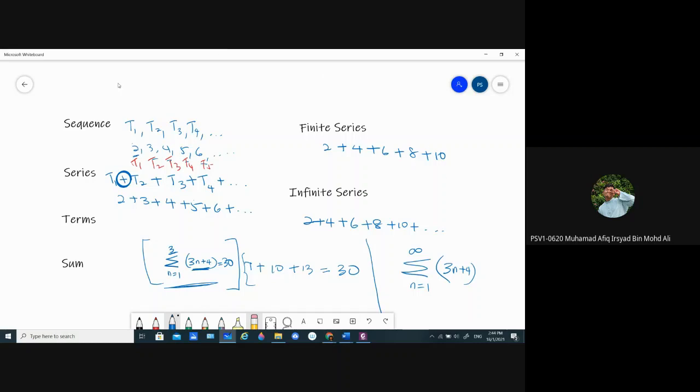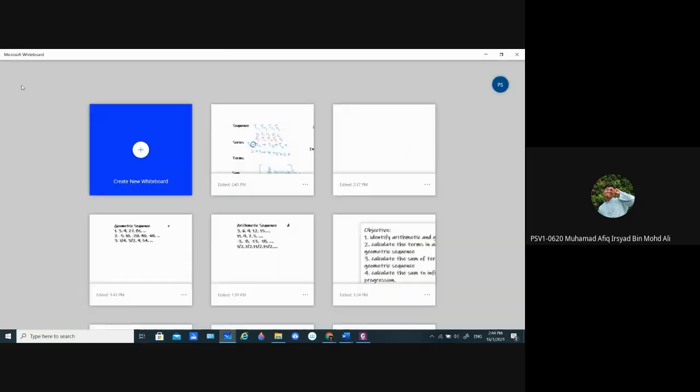Okay, so we continue. We finish with just the terms. Now we're going to go into arithmetic sequence, arithmetic progression first.